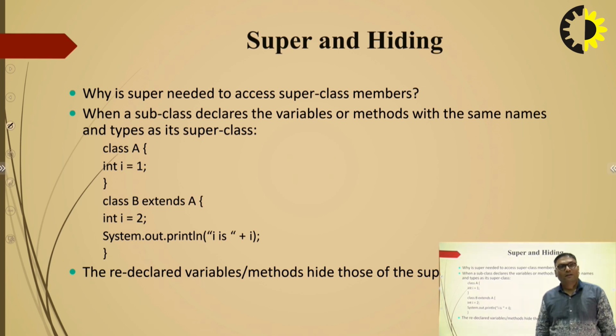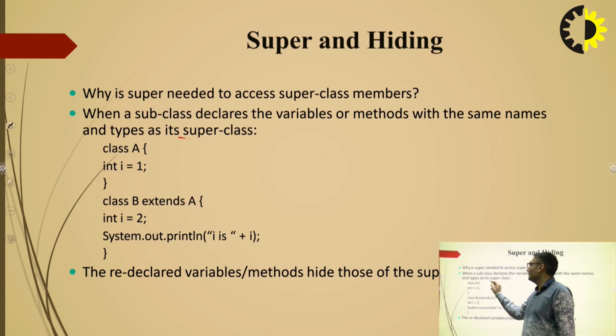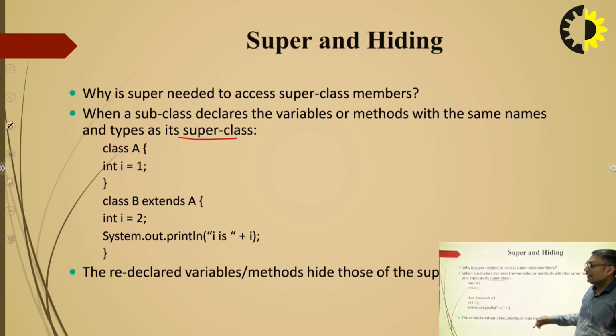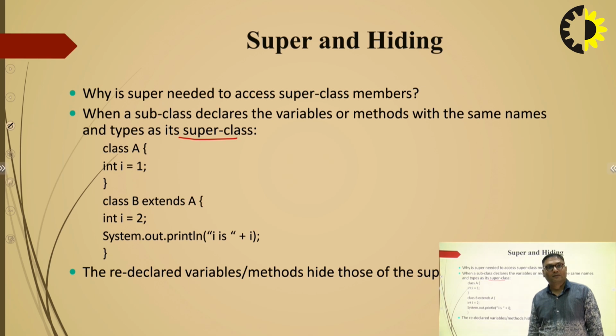Now, the super keyword basically deals with hiding of variables or methods. So why is super needed to access superclass members? When a subclass declares a variable or a method that has the same name as its superclass has, at that time we need the super keyword to access superclass variables or methods inside the subclass. So let's see an example.